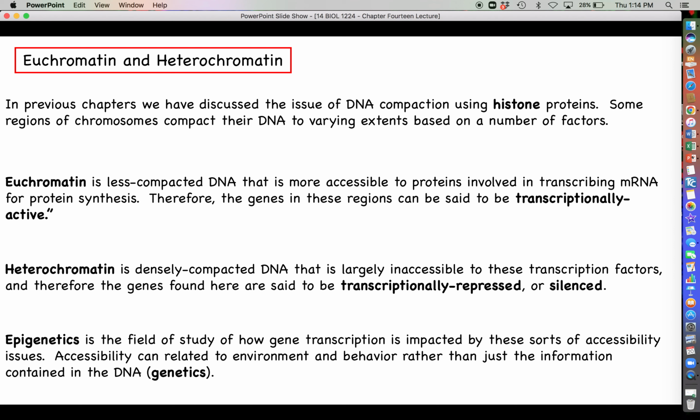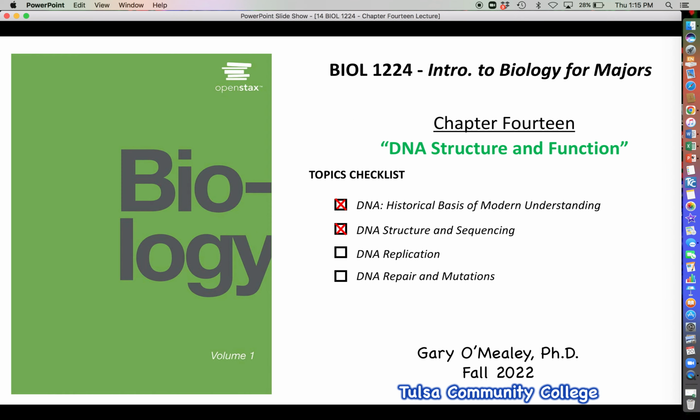So if all you're interested in is the nucleotide sequence of a DNA molecule, you're getting into the concept of genetics. But if you're interested in the sorts of factors and processes that affect how that information is accessed, then you're talking about epigenetics.